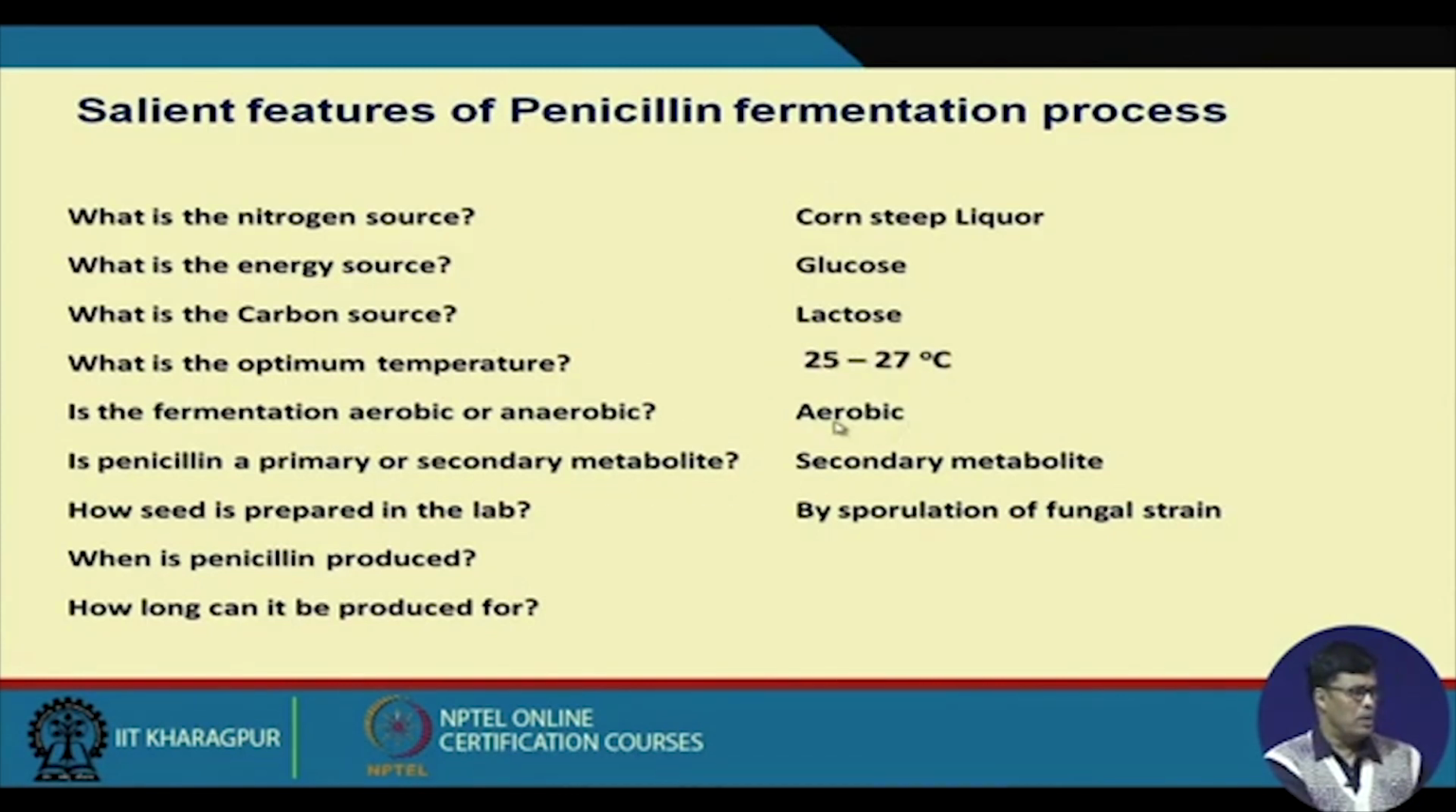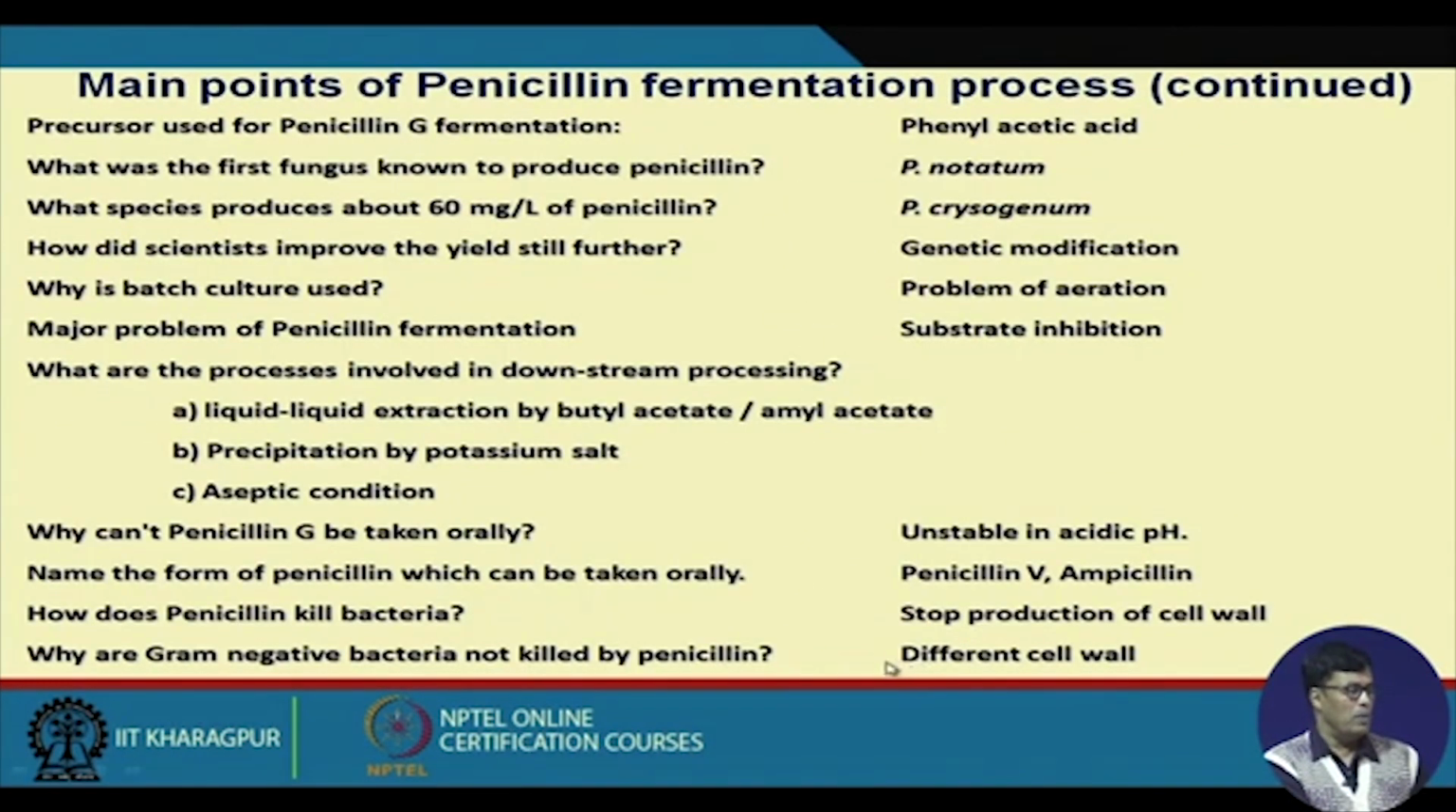The fermentation is aerobic, and penicillin is a secondary metabolite. The seed is prepared by sporulation of the fungal strain, but this sporulation is not used for the production fermenter. We inoculate in the inoculum vessel to get the vegetative cells, and those vegetative cells are used as the inoculum for the production fermenter. Penicillin is produced after 40 hours of fermentation. How long does production take place? 40 hours.